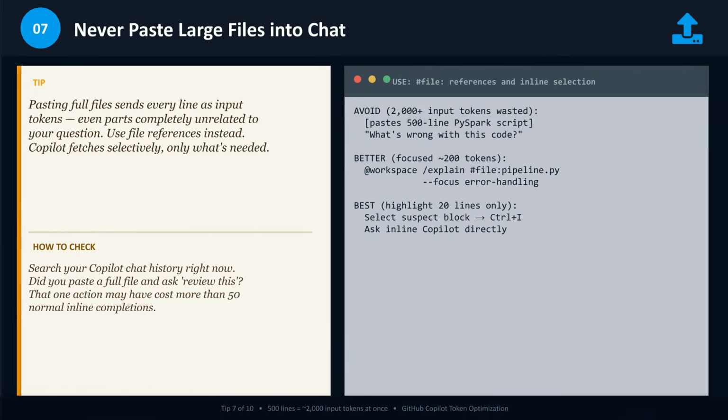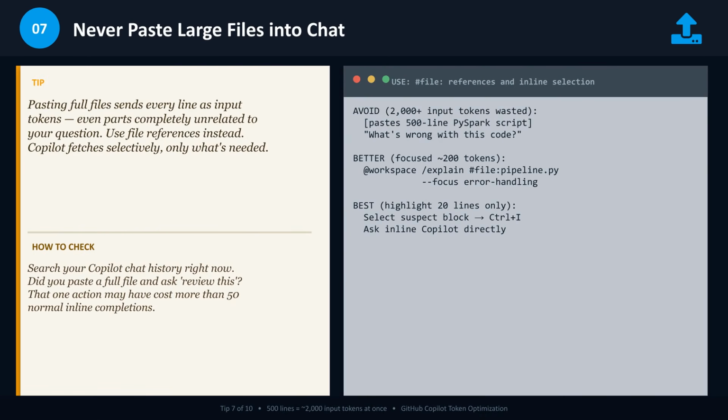Tip 7. Stop pasting entire files into Copilot chat. This is one of the most expensive habits in the codebase, and most developers don't realize they're doing it. A 500-line file is roughly 2,000 input tokens just for the context, and the vast majority of those lines are completely irrelevant to your question. Use hash file references, or highlight only the relevant block and use inline Copilot. You get the same quality answer at a fraction of the cost.